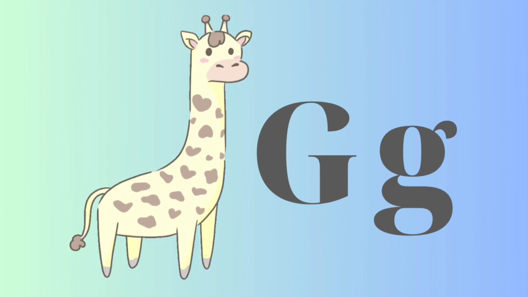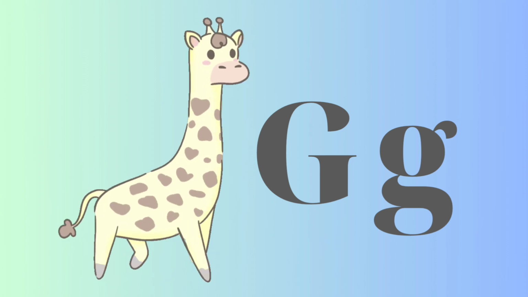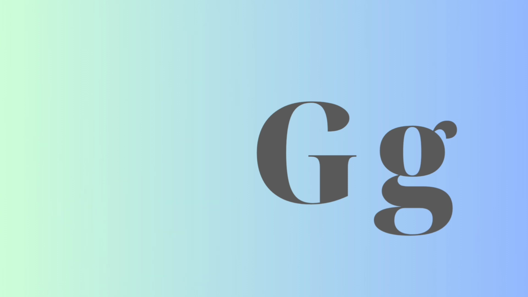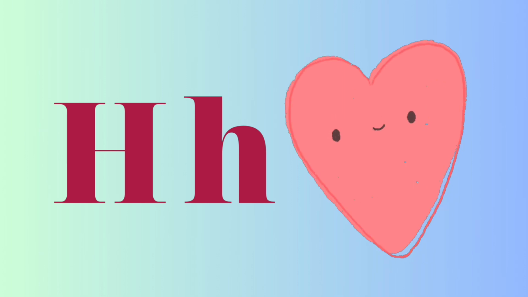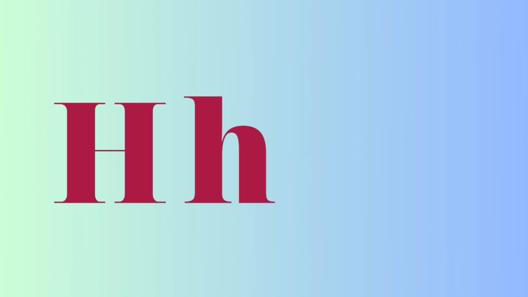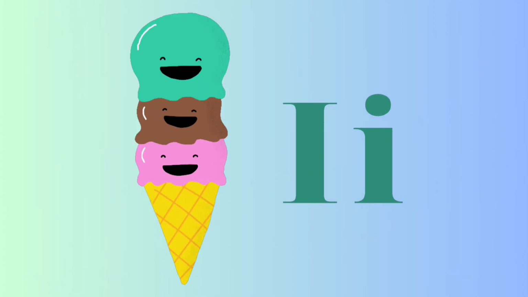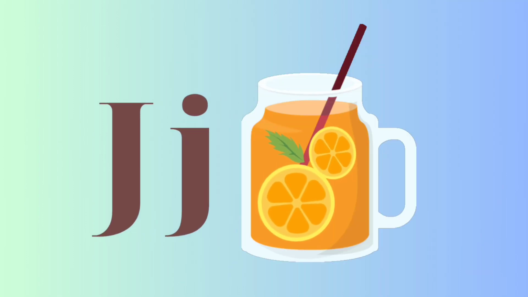Giraffe. G is for giraffe. G, giraffe. Heart. H, heart. Ice cream. I is for ice cream. Juice. J is for juice. J, juice.